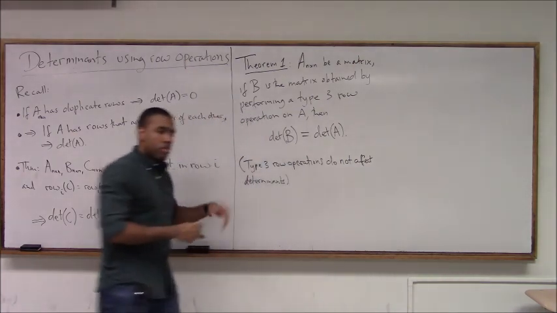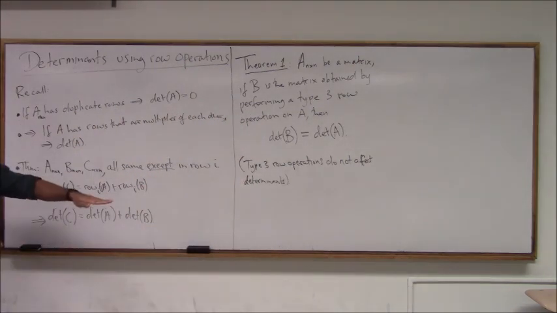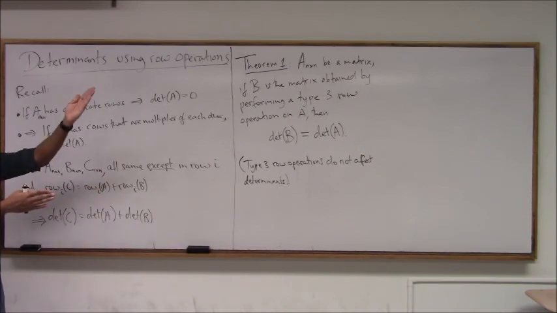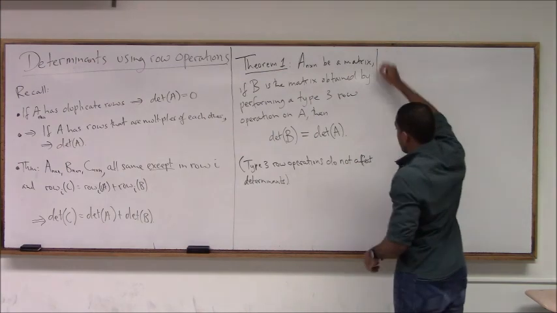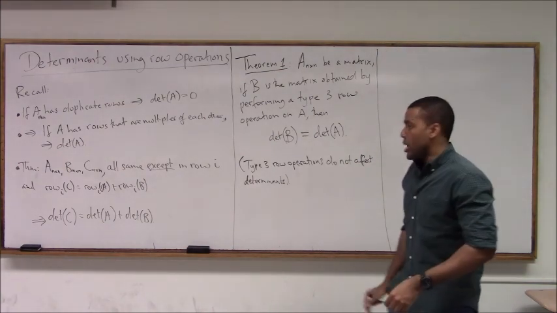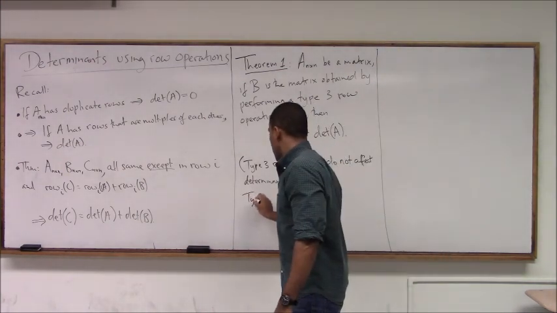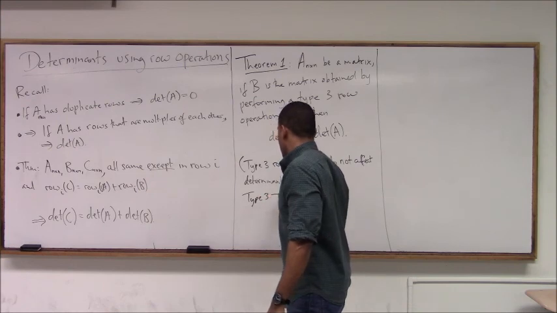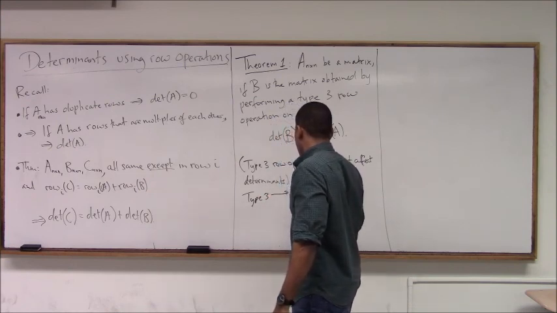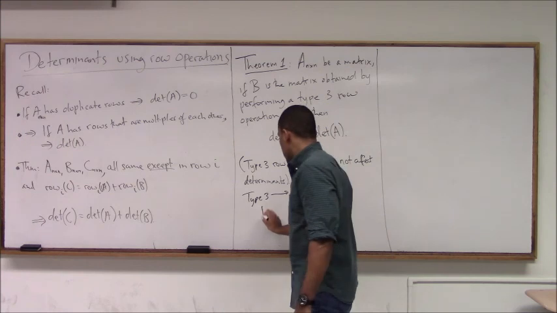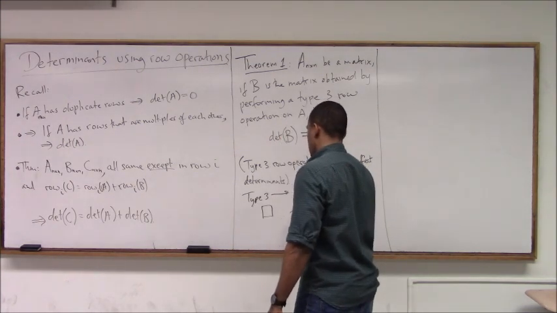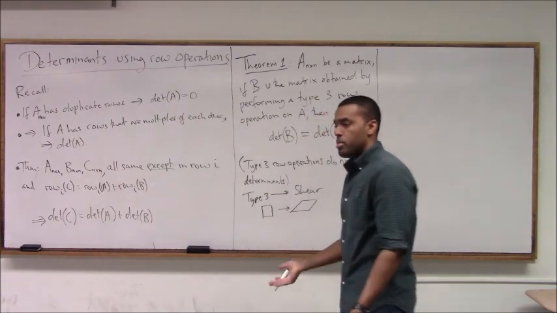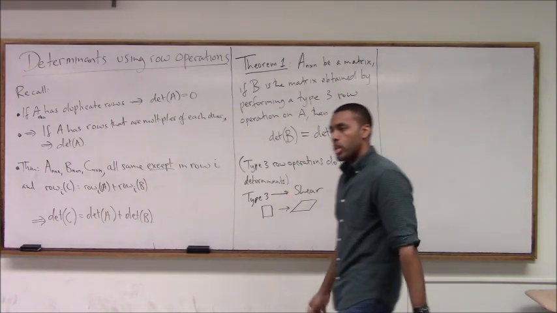Remember, the type 3 operation was when you replace a row by itself plus a multiple of another row. That was what we called a type 3 row operation. By the way, geometrically, type 3 is what we call a shear. It's like if you take a shape and you kind of skew it. It'll take up the same space, you just skew the shape.